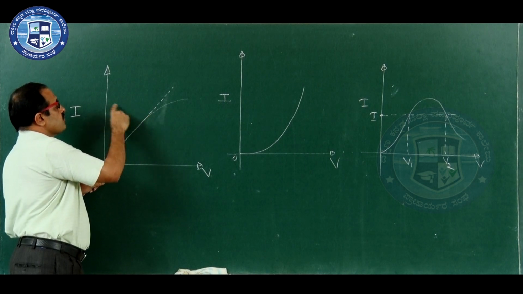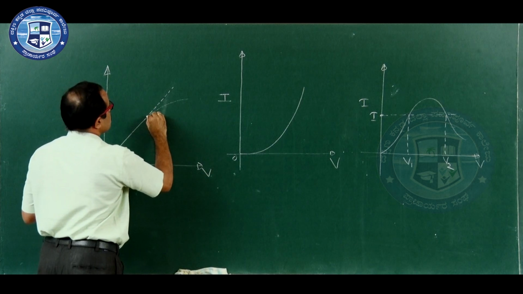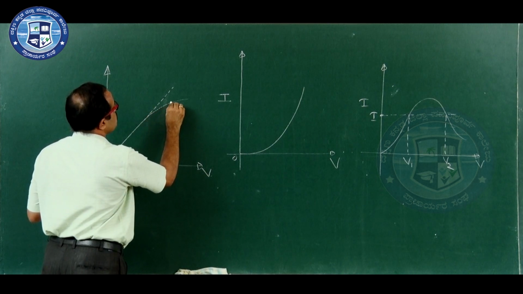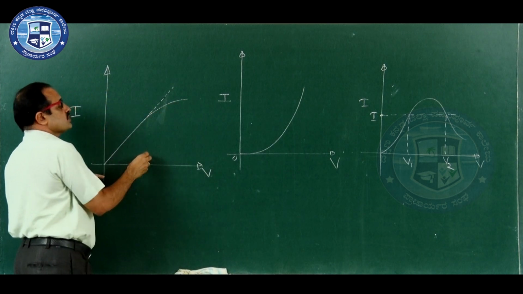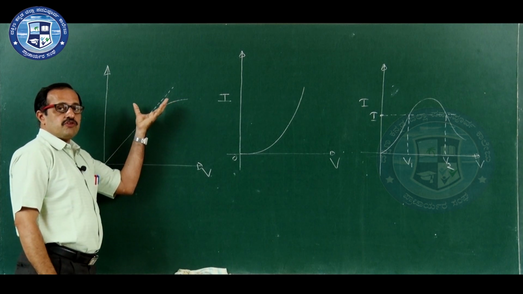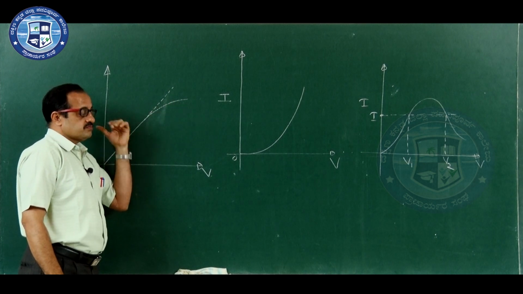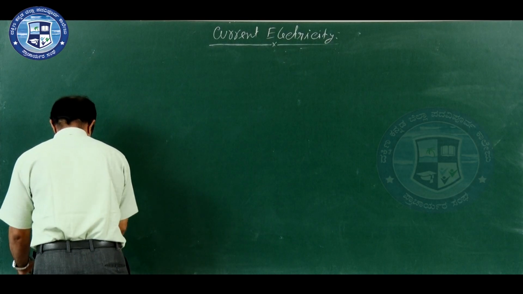But when current is very high, the graph deviates from straight line nature, it becomes a curve. So, therefore, even for metals, when current is very high, it is not obeying Ohm's law. Now, how to remember this equation?